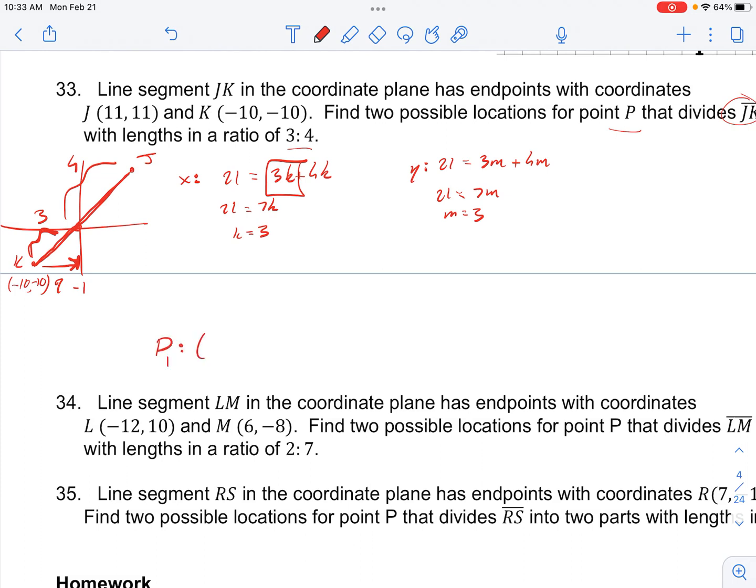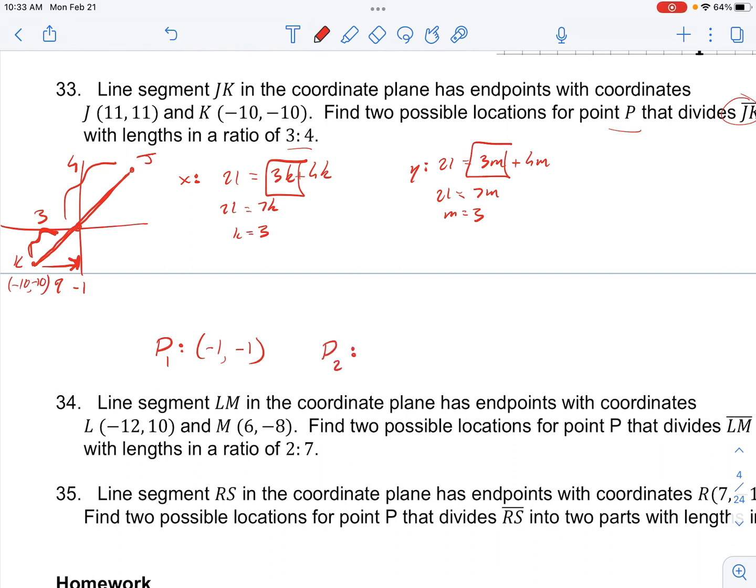So possible P1 is given by -1, and in the y we also travel a distance from K of 3 times m, which is 3 times 3, which is also 9. So we add 9 to our y value for K, which is -10 plus 9, which will also be -1. So we have one solution.